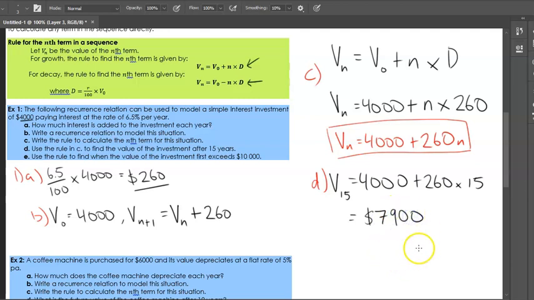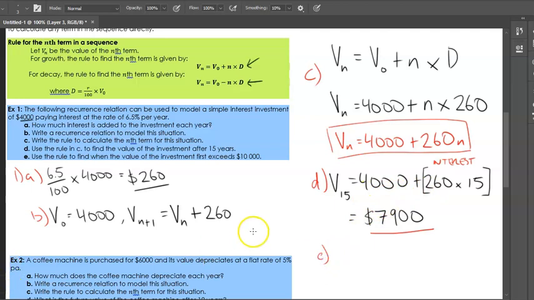Now this is how much is in the account. Okay, so be very careful. This right here is just purely the interest amount. But this value is how much is in the investment after the 15 years, including that 4,000 initial.